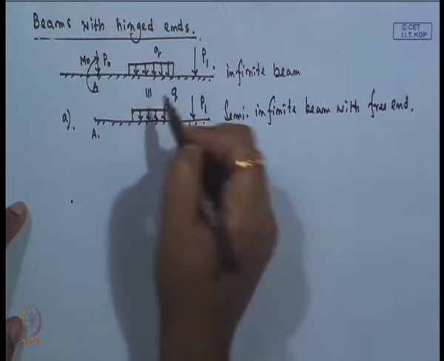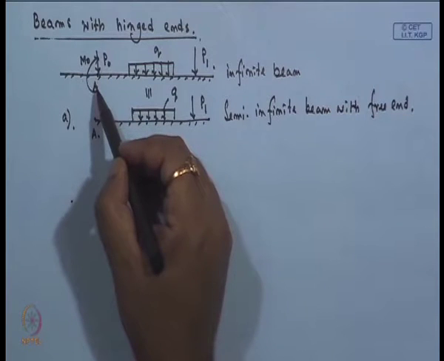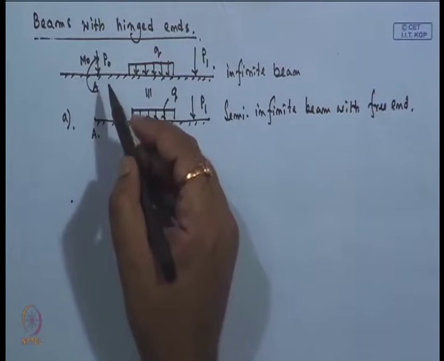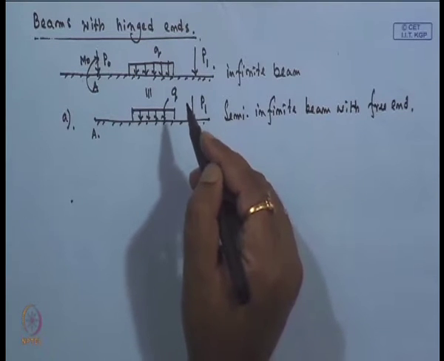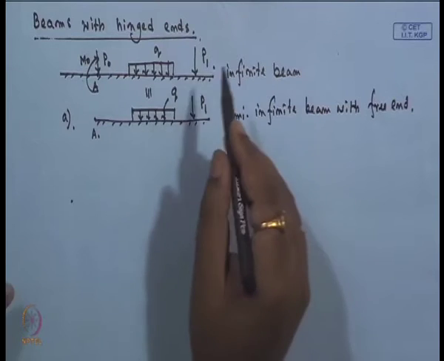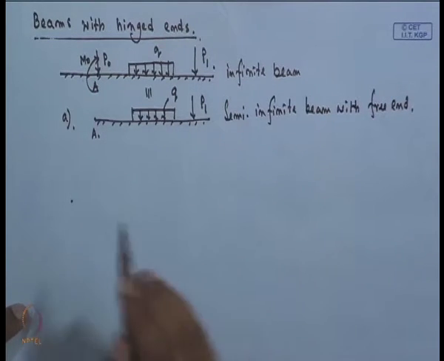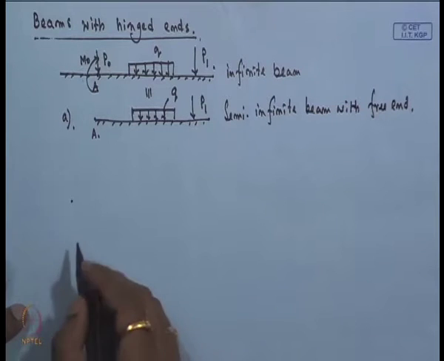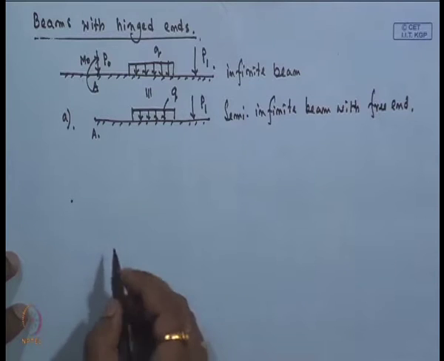So, this is the condition if P 0 and M 0 are applied based on the previous two expressions that I have derived. If we use P 0 and M 0 based on those expressions, that condition will be similar to this condition. The next one that we have to calculate is the hinged end beam.